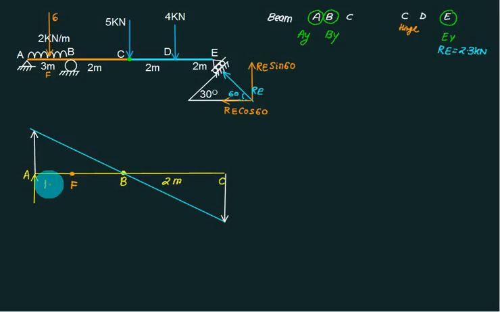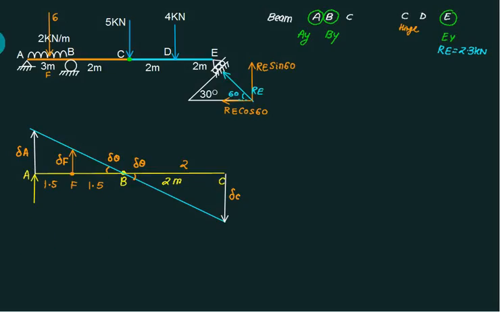What is this distance? UDL will act exactly halfway, 1.5 and 1.5. Remaining is 2. So that is del theta. Let's call this one del theta.